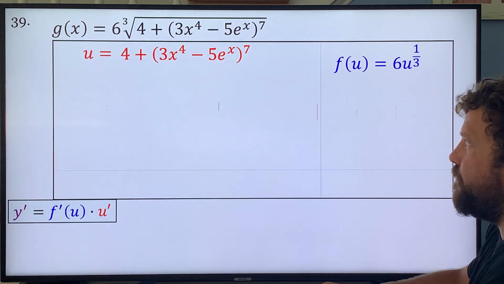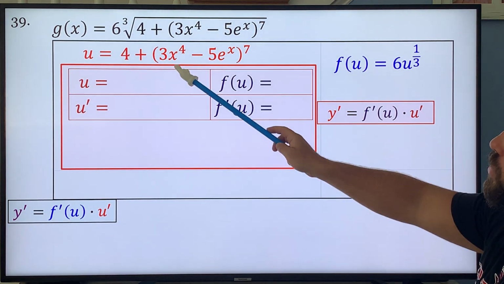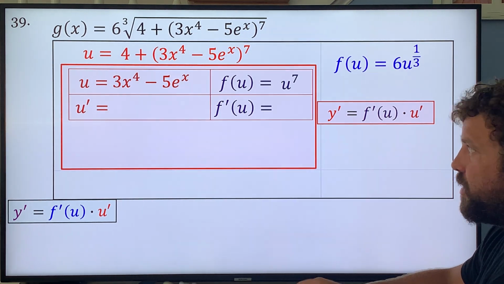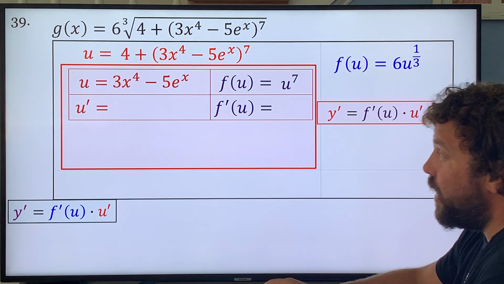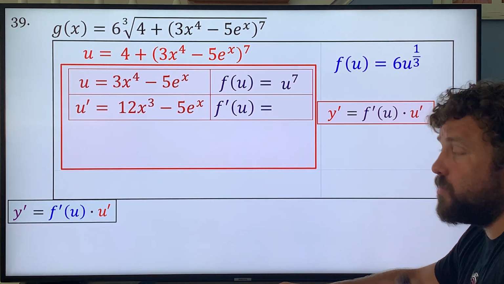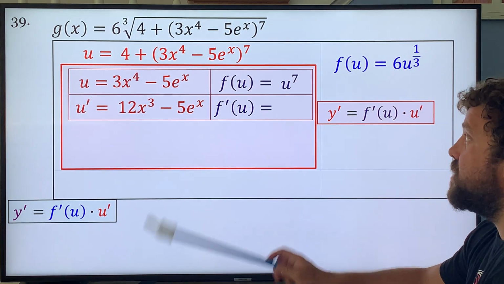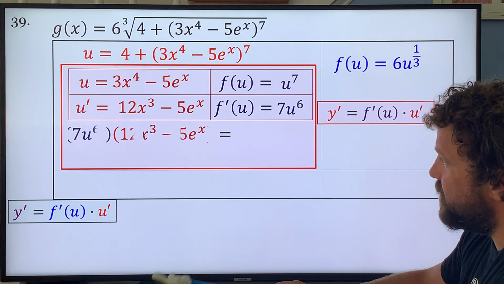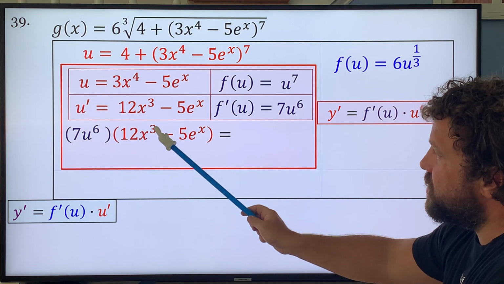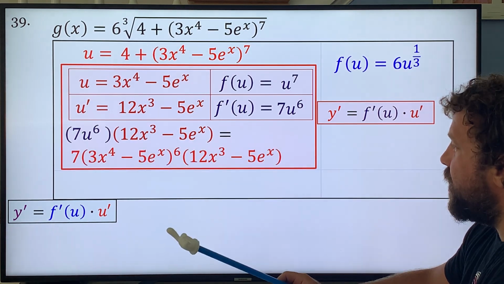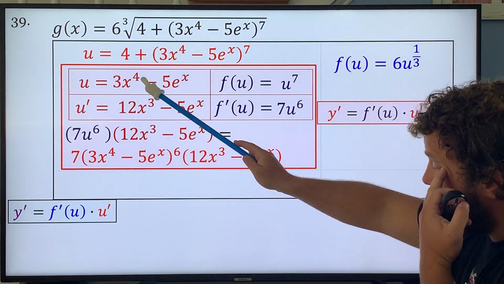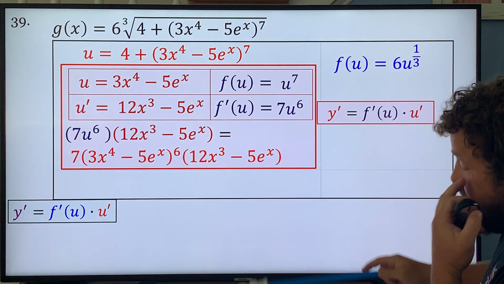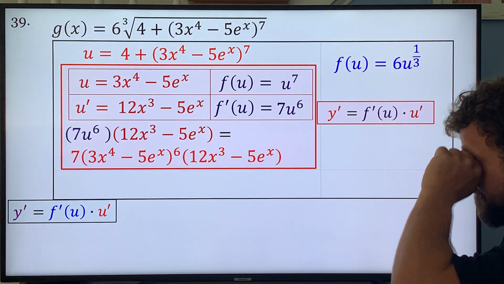Need the chain rule for that. So, u is 3x to the 4th minus 5e to the x. F of u is u to the 7th power. U prime is 12x to the 3rd minus 5e to the x, because remember the derivative of e to the x is e to the x. 7u to the 6th. All right? Multiply these guys by each other. 7u to the 6th times 12x cubed minus 5e to the x gives me 7 times 3x to the 4th minus 5e to the x, all to the 6th power, times 12x cubed minus 5e to the x.